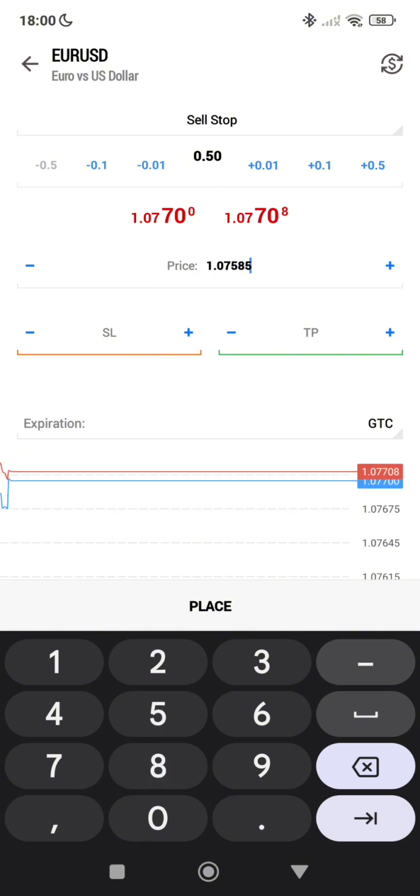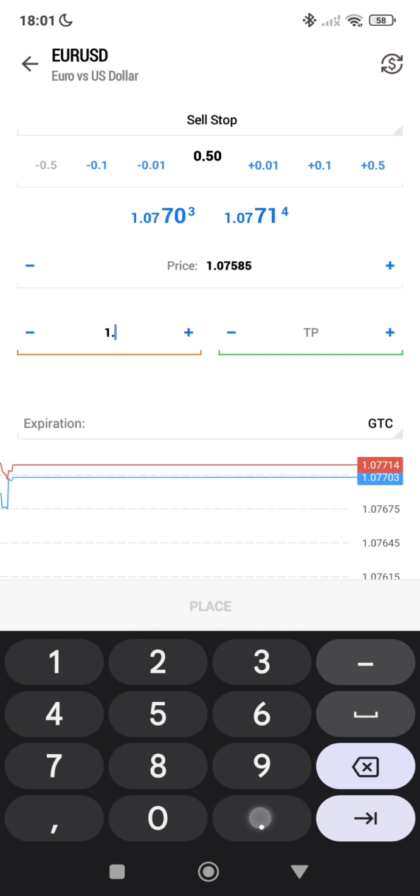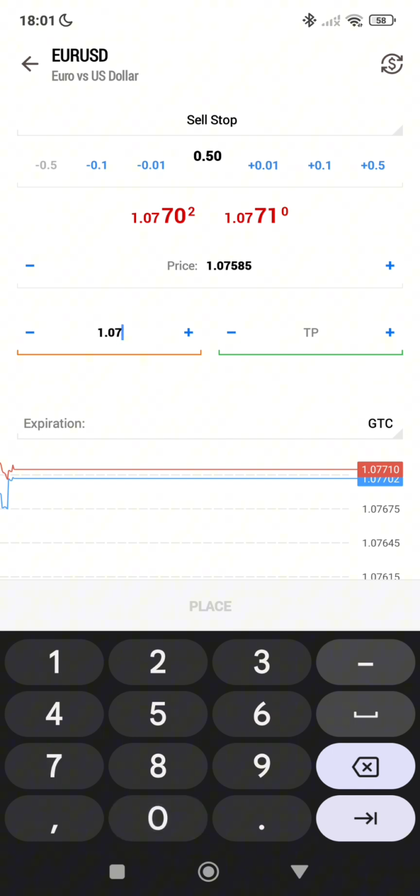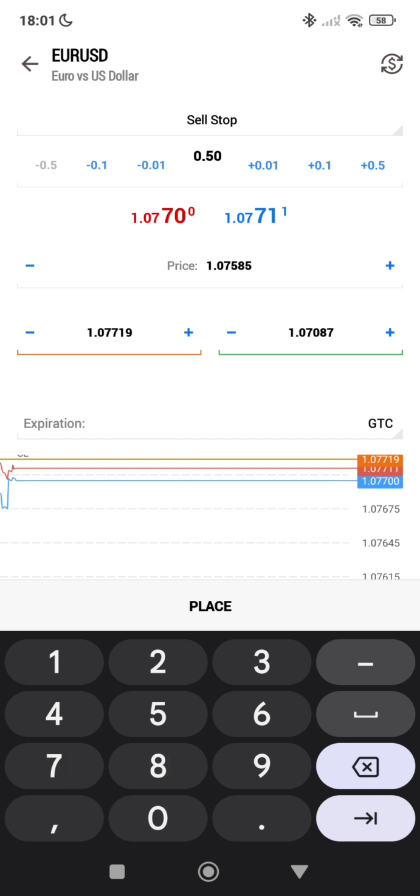That's going to be your entry, so that when price drops and triggers you at that level, you are going to be in a trade, okay? So you are going to write the stop loss that you copied, 1.0719, and then the take profit that you copied as well, which was 1.07087. Now if the values are correct, you are going to see Place appear down here.